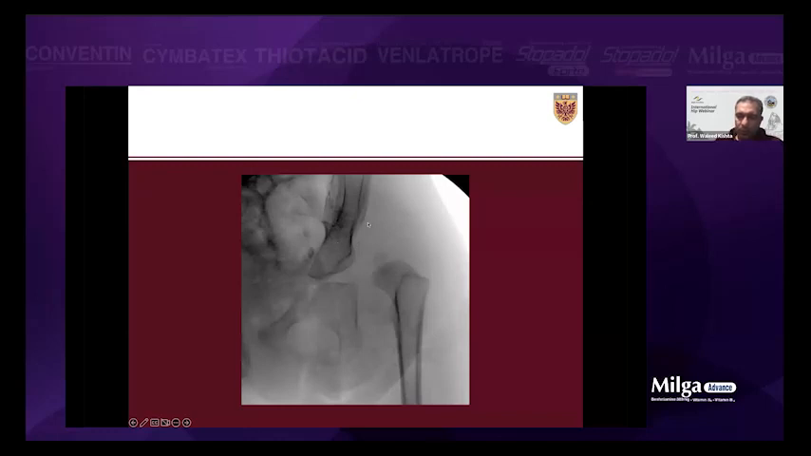I forgot to tell you, when I do the subperiosteal dissection laterally, I like to do it with the Cobb. I peel off the capsule that's attached to the false acetabulum. This will help me for 2 things.